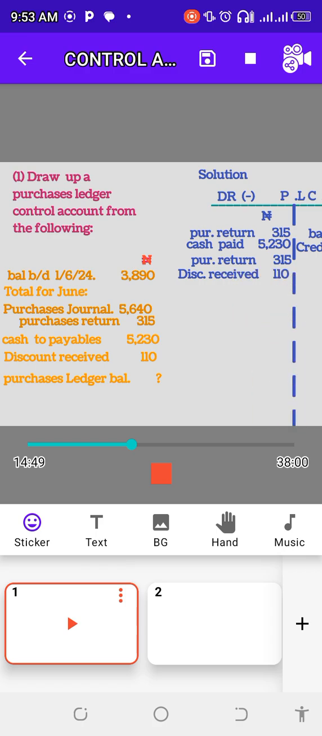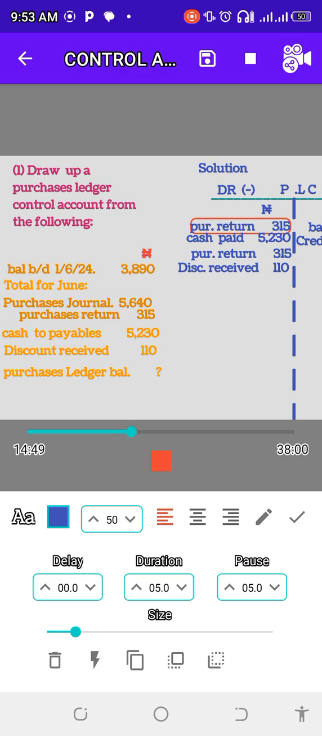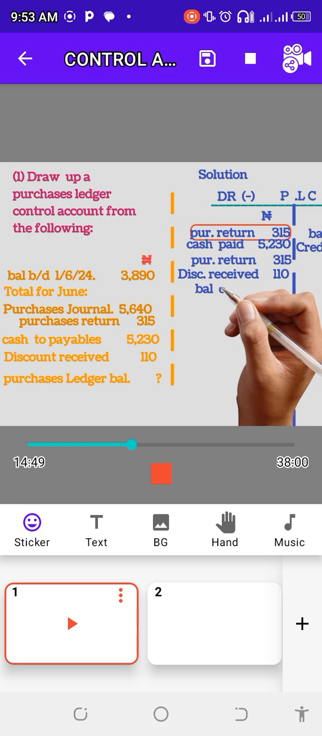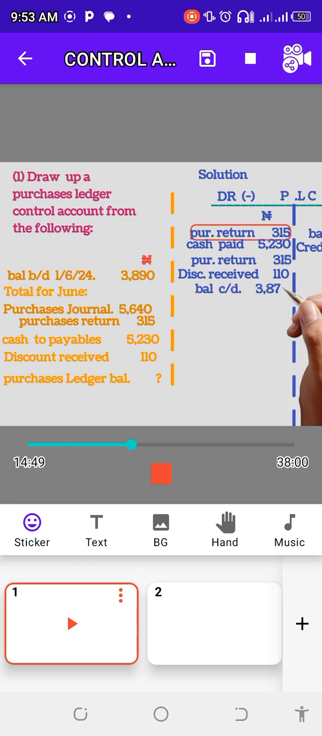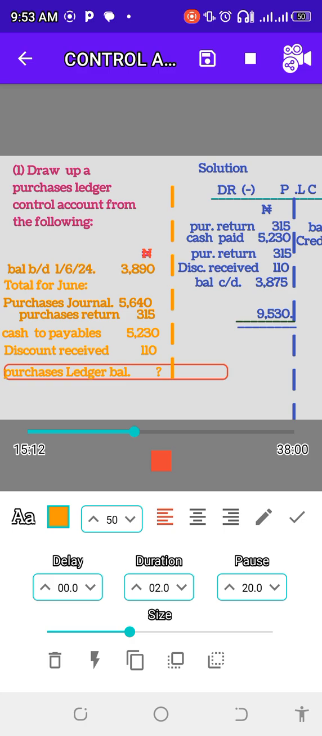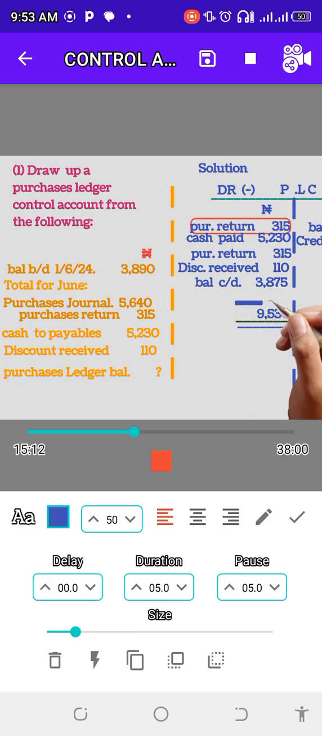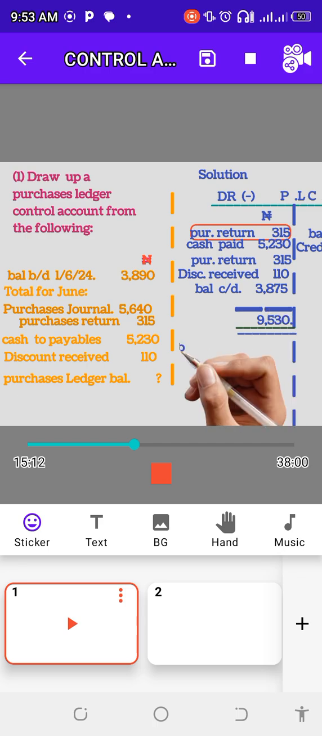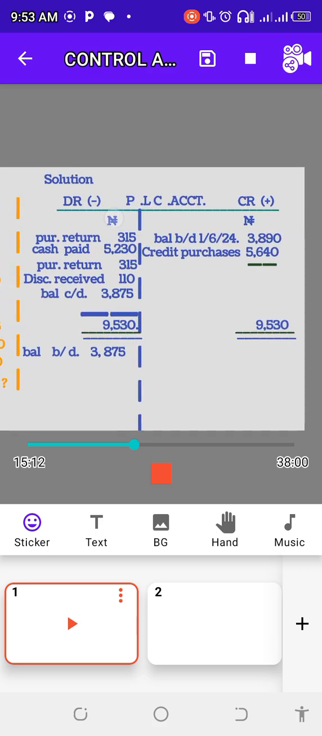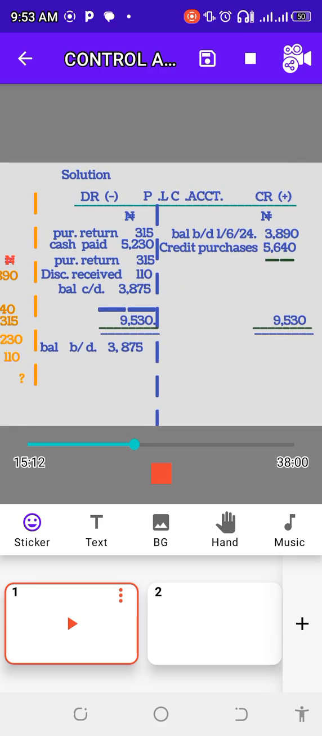Now this purchases return is entered twice. So let us delete one. Okay. Then when we total, we now have balance brought down as 3,875.